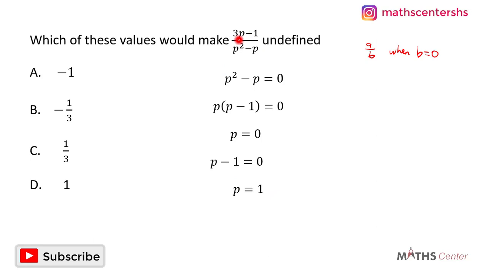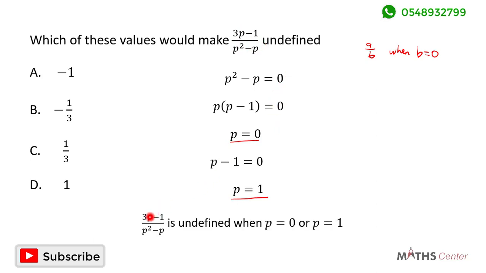So here the expression 3p minus 1 divided by p squared minus p will be undefined for two values of p, when p is equal to 0 and when p is equal to 1. Because when p is equal to 0 or when p is equal to 1, the denominator of the expression will be 0. And we know that if the denominator of the expression is 0, then it means that the whole expression will be undefined. So we can say that the expression 3p minus 1 divided by p squared minus p is undefined when p is equal to 0 or when p is equal to 1.